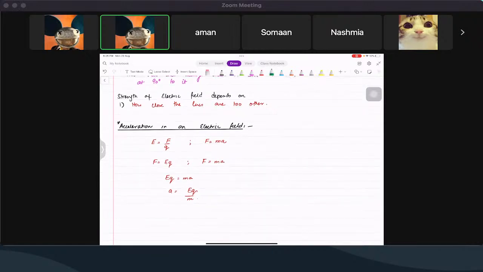So here again, E is the electric field strength, Q is the charge, m is the mass, and of course a is the acceleration. Any questions? Please let me know. Okay.